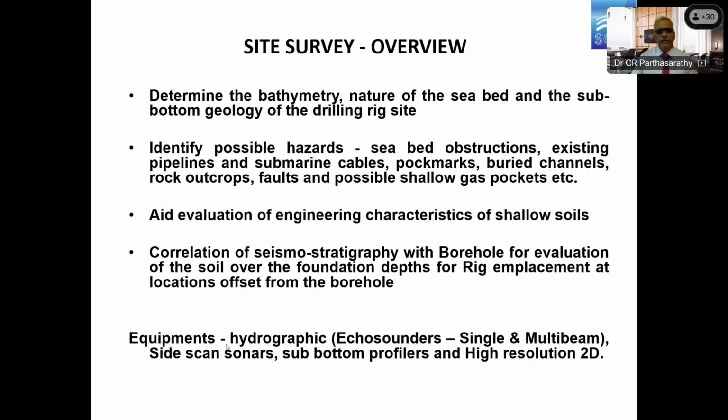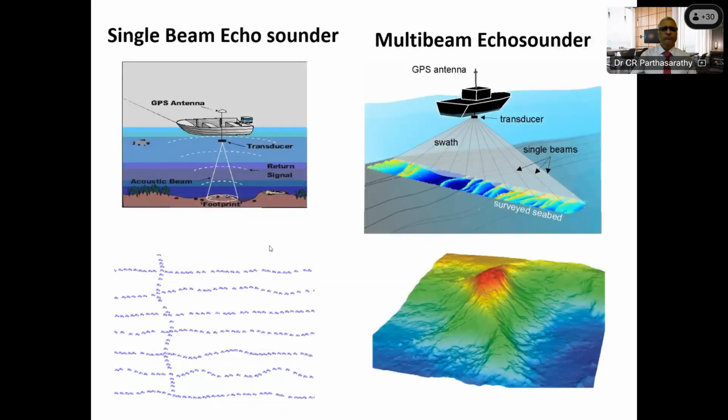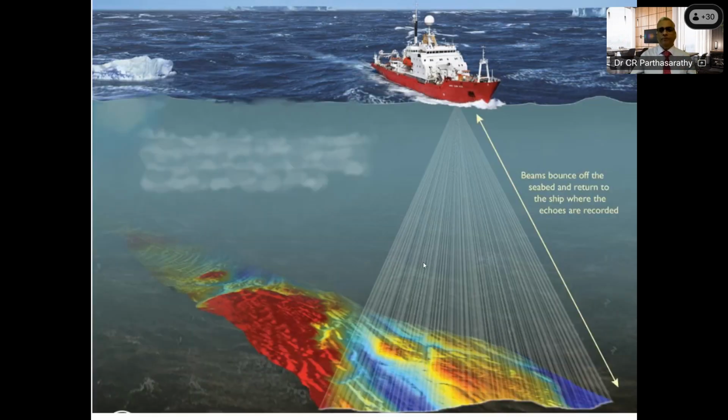Normally for the geophysical survey, the hydrographic survey consists of echo sounders, which could be single beam or multi-beam, side scan sonars to get the image of the seabed, and sub-bottom profilers to get the vertical stratigraphy below the seabed. The echo sounder is single beam, it's at a point. The multi-beam is a swath. You can get an array for wide coverage, and this will also give you the condition of the seabed, if there are any mounds or if the seabed is flat, etc.